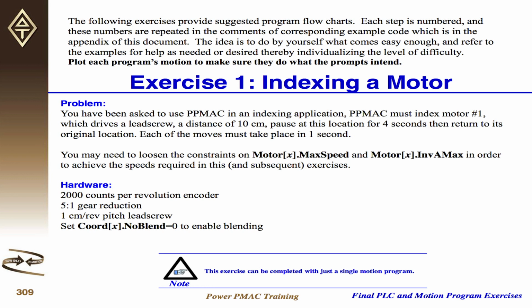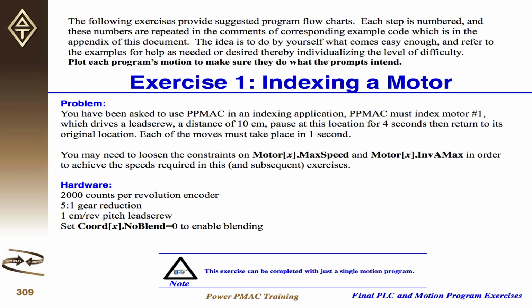So the first exercise is pretty simple. We want to index motor 1 to drive a fictitious lead screw a distance of 10 user units forward, pause for 4 seconds, and then move to its original location. And each of these moves should take place in 1 second.